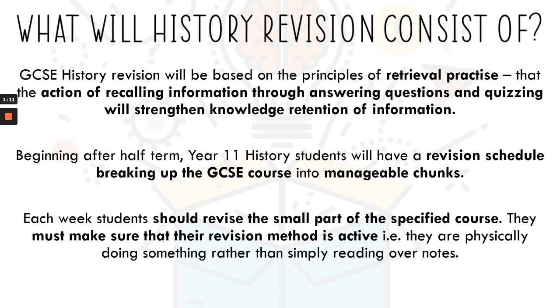So after half term, Year 11 history students will be given a revision schedule, and it will be given to them electronically through Microsoft Teams. Once they get back in school, they will be able to have a paper copy. And this breaks up the GCSE course into manageable chunks, and the writing on the revision schedule is taken directly from the GCSE specification. So it really is a kind of belt and braces approach of everything that the exam board requires students to have a knowledge of.